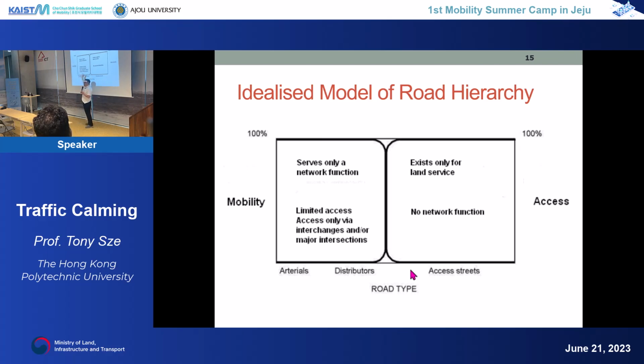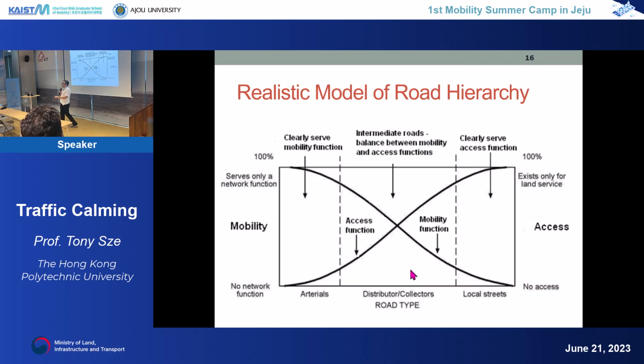Most of the roads, arterial road, principal distributor, we make them serve 100% mobility. Local street, we make them do this. But the actual situation usually would be like this. Most of the roads have a mix of accessibility and mobility. This is why we have many traffic congestions and also traffic accidents.